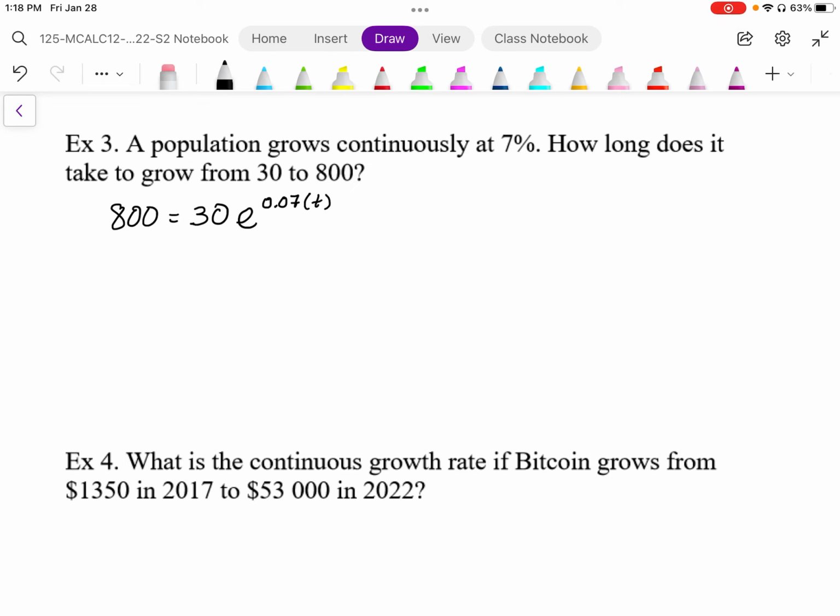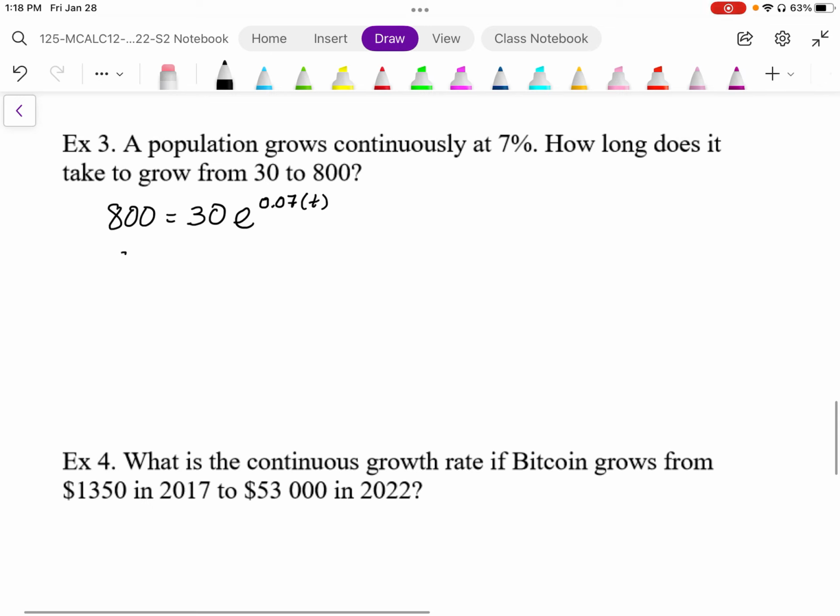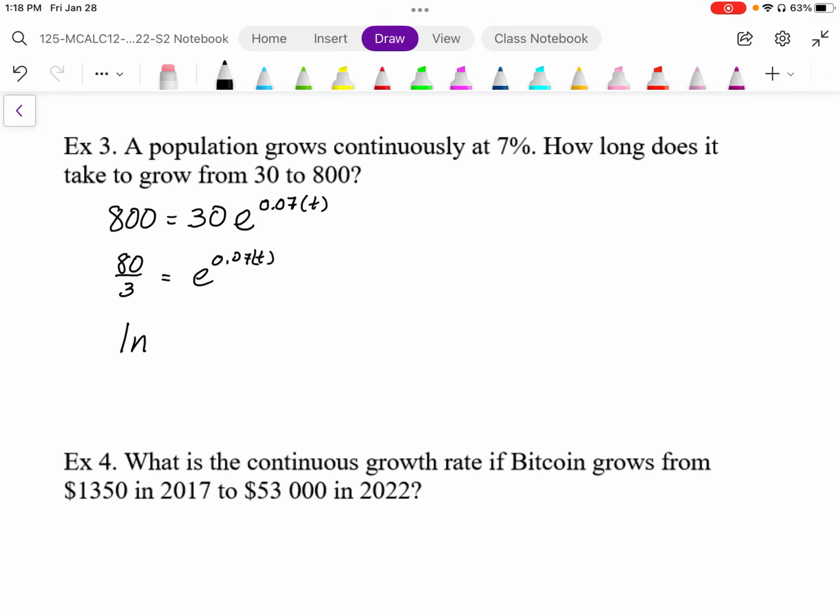So in this case, we're going to need to use a log to solve this. So first thing is I'm going to divide 800 by 30. So I get 80 over 3 when I simplify this. I now have an exponential expression where I have a base, an argument, and an exponent. So then I put this into the log form. So log base e of the argument, which is the answer to the exponential expression, is equal to the exponent, 0.07 times t.